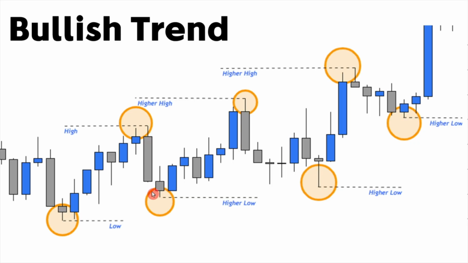For example, price will typically establish a low, then push up towards a new high, and when it pulls back, that pullback should remain above the previous low, giving us a higher low. If bullish momentum continues, price then pushes above the previous high, forming a higher high. And this sequence continues: higher low, higher high, higher low, higher high. This staircase pattern is what confirms upwards movement.